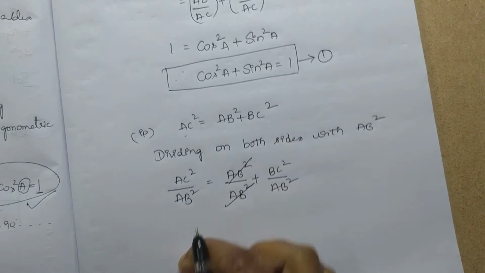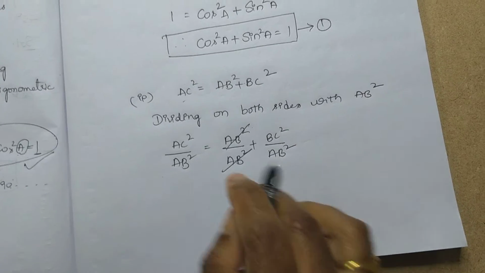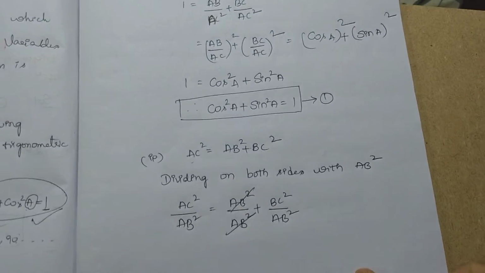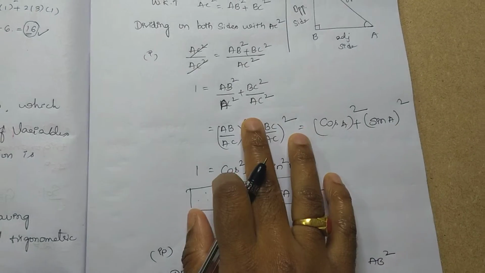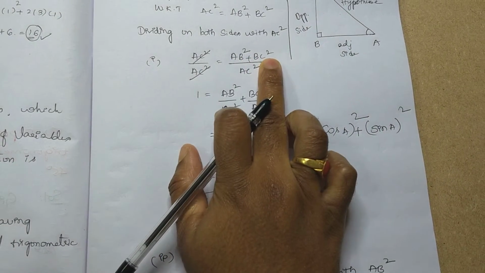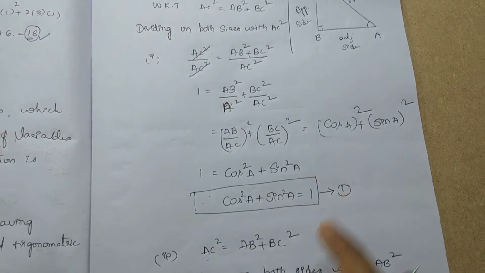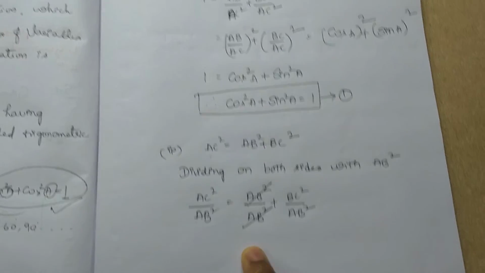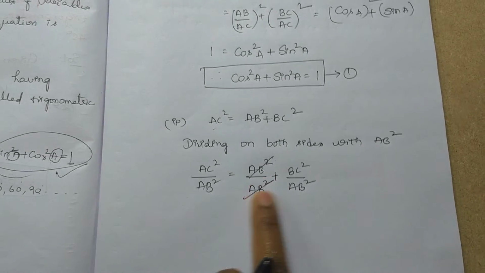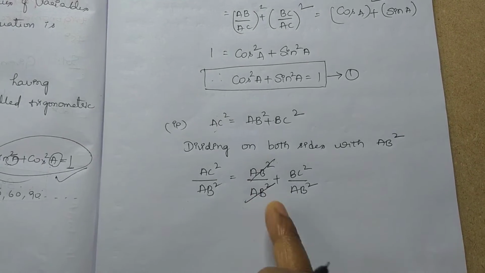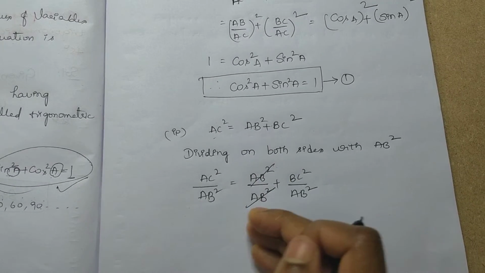AB square will be cancelled off. So what did I do here? I have just divided directly. In case 1, I first divided both the terms, and after that I separated them. But here in case 2, the same process applies, so I have directly divided for both the terms. It remains the same: when you divide for the whole, after that you separate into the two terms.